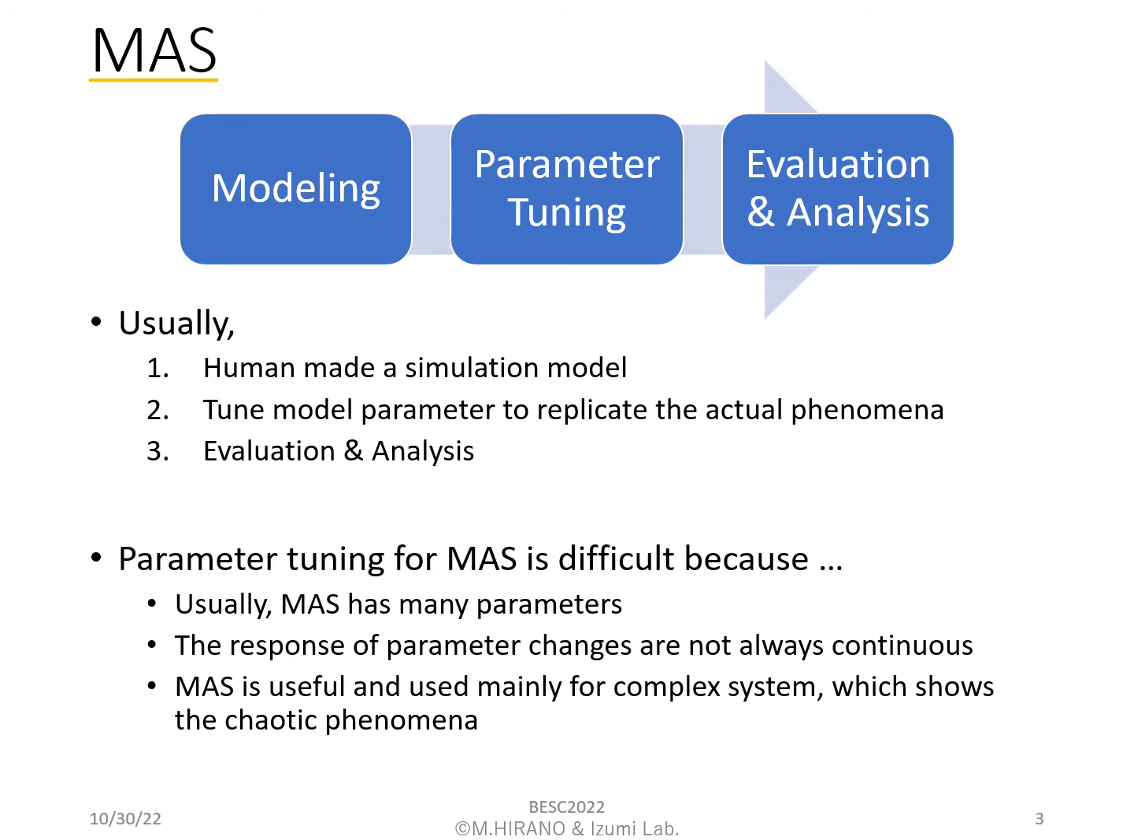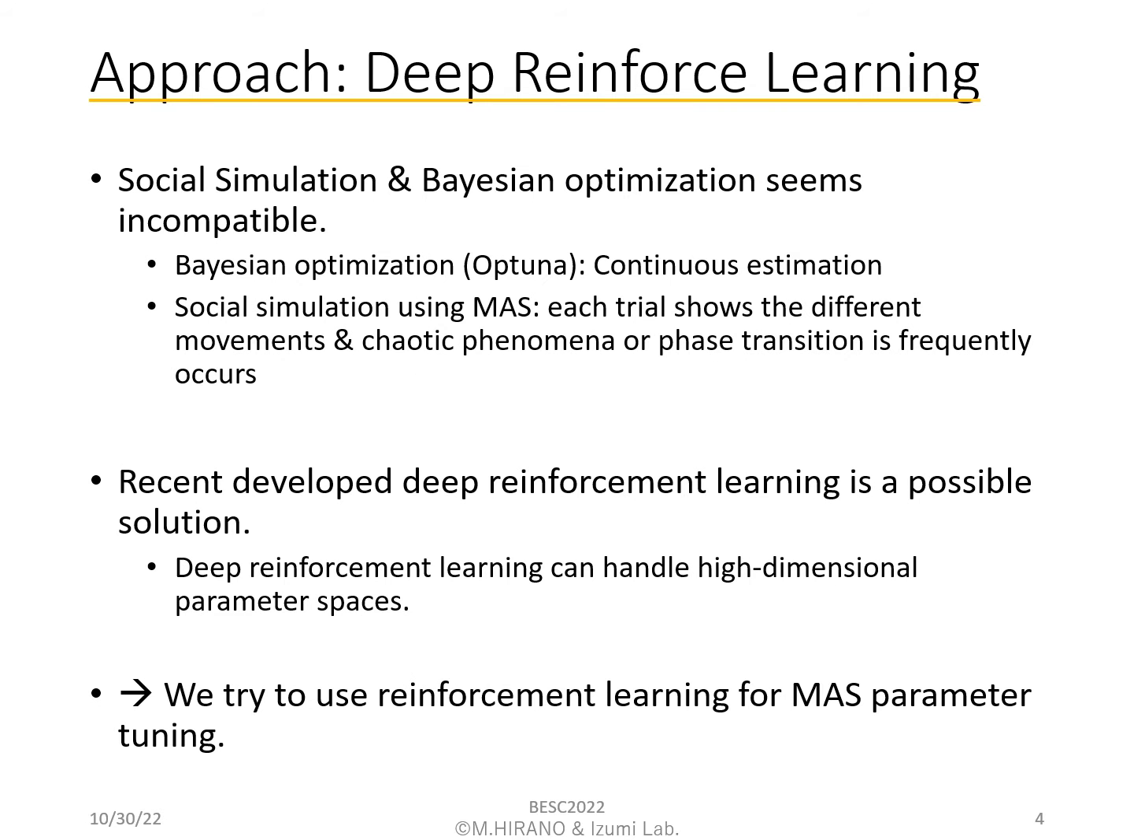It is because multi-agent simulation has many parameters, and the response to parameter change is not always linear. Many multi-agent simulations are used mainly for complex system analysis, and complex systems usually show chaotic phenomena. So tuning the parameters is very difficult. Given this difficulty, we propose a new tuning method using deep reinforcement learning.